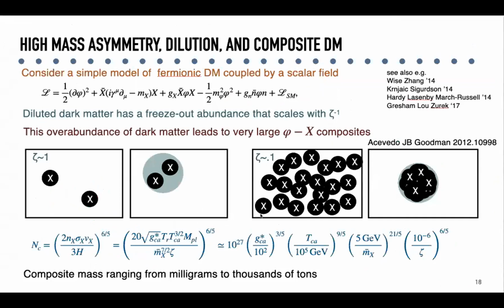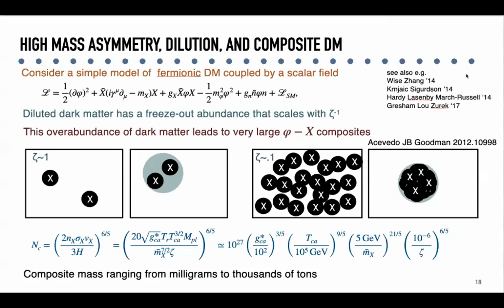So this led to some recent work that I did with grad students Javier Acevedo and Alan Goodman, where we said, what are the implications of this for a simple model of composite dark matter, where fermionic dark matter couples through a light scalar, and at the end of its freeze out period, it'll go through a binding phase where it binds together and makes composite states, because that light scalar gives it a self-interaction that gives you bound states.